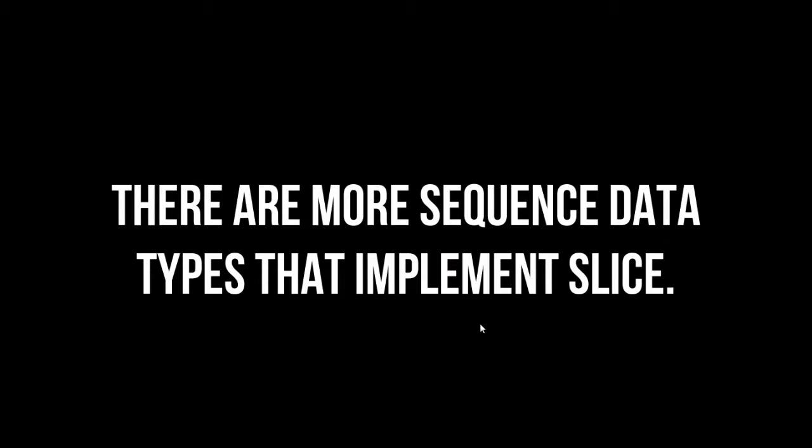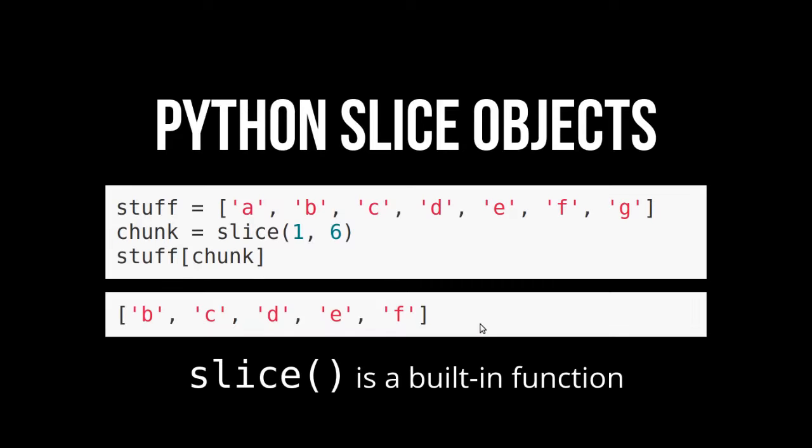Kind of cool. There are more sequence data types that implement slicing. You have to check those out yourselves, but the ones that you'll be encountering most often are going to be strings, lists, and tuples. So yeah, hopefully. Oh yes, let's see. We have more. There's more.